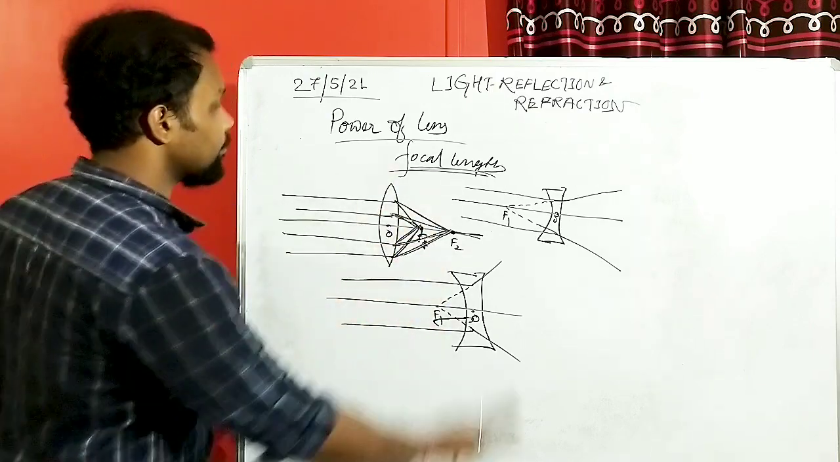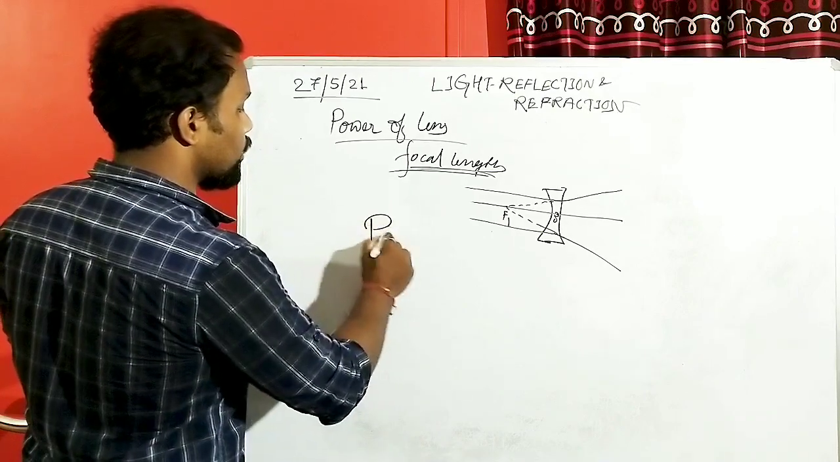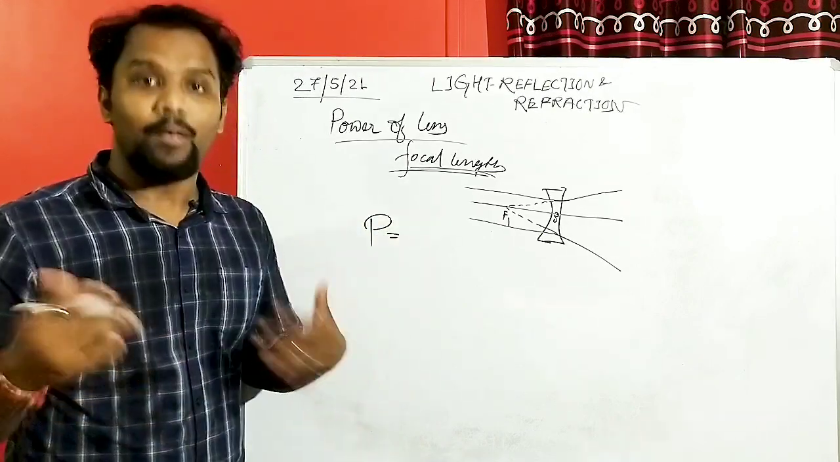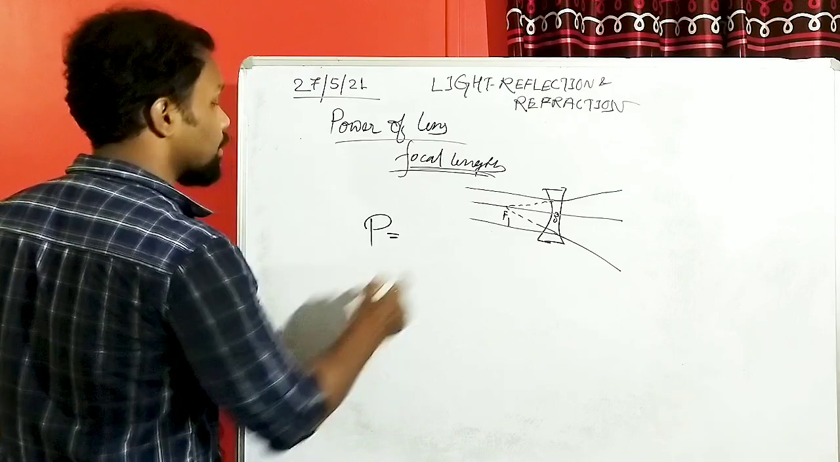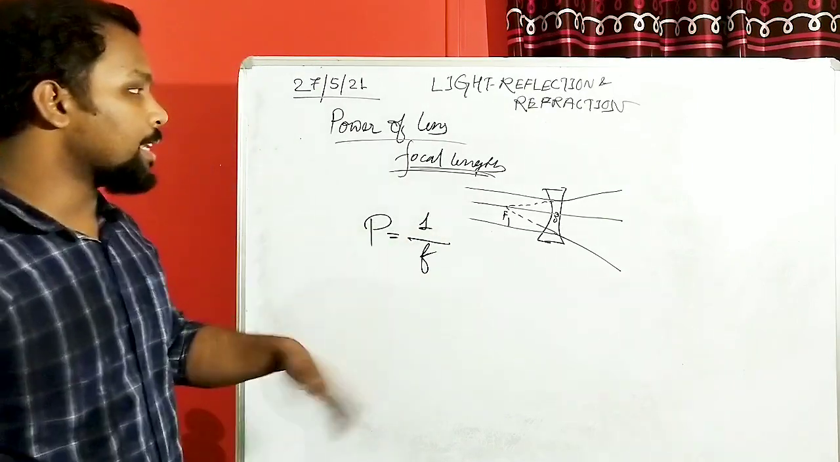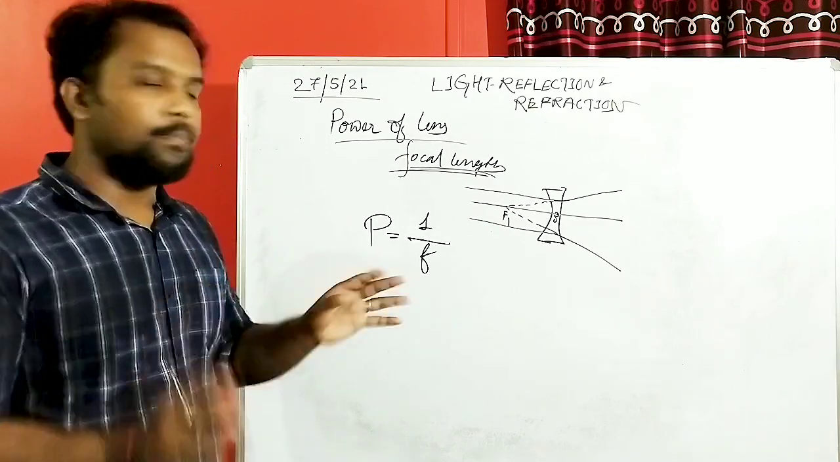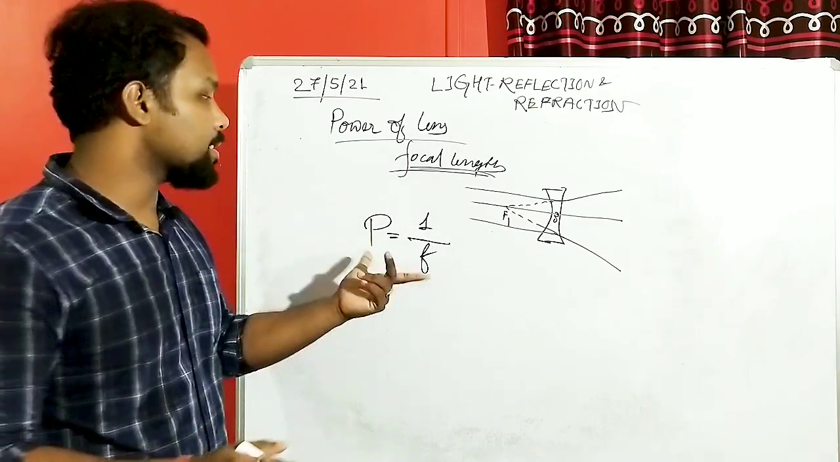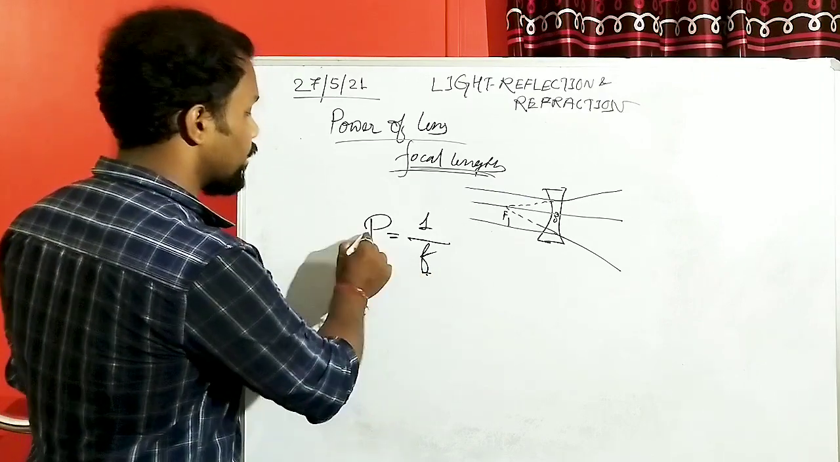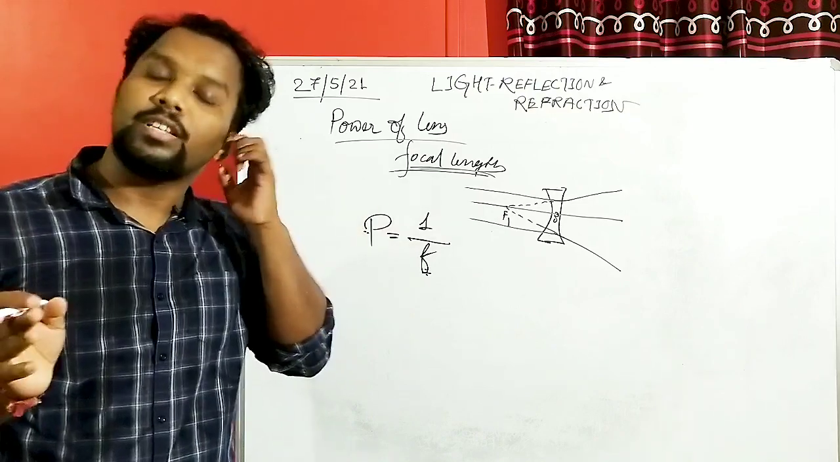That power has a relation with the focal length as P equal to 1 by focal length, where P represents the power. That means if the focal length is higher, the power will be less. If the focal length is less, the power will be higher. Since it is inversely proportional, if one increases, the other will decrease. If it decreases, it will increase. This is the main inverse relation.